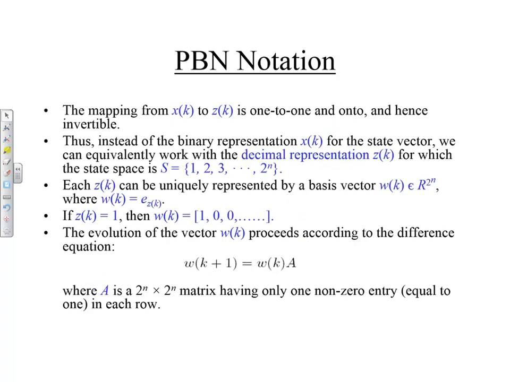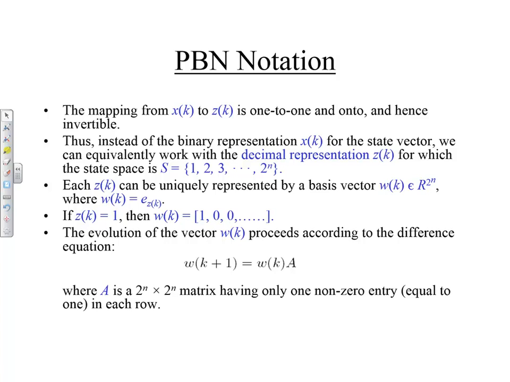Now clearly, if there are any questions, stop me and ask me if something is not clear. But I think you are people with strong quantitative skills, so this should be quite straightforward. The mapping from xk to zk is 1-to-1 and onto, and therefore it is invertible. So instead of using the binary representation xk for the state vector, you could equivalently work with the decimal representation zk, for which the state space is now the decimal numbers 1, 2, 3 up to 2 to the power of n.